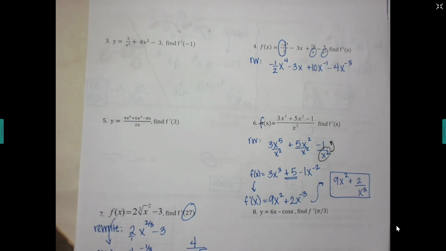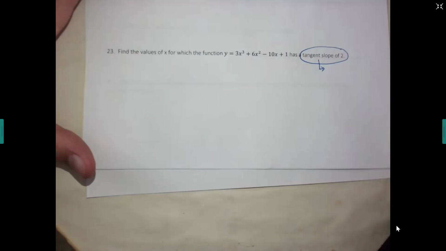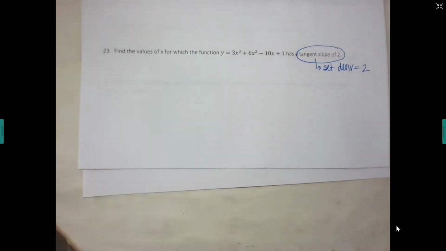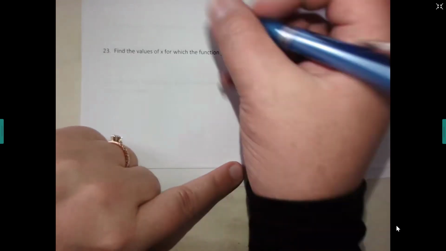Or actually, maybe we'll do, yeah, 23. Okay, 23 says we want to find the values of x where the function has a tangent slope of 2. If I want the slope to be 2, what is my game plan? Take the derivative, and then set the derivative equal to 2. Now, you're setting it equal to the slope that you want. If I want the slope to be 2, I'm going to set it equal to that number. So go ahead for me, please, and take the derivative.